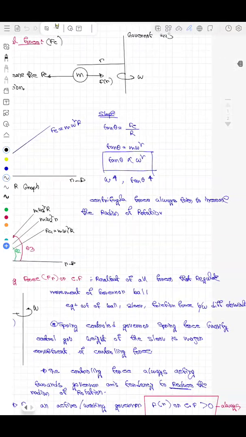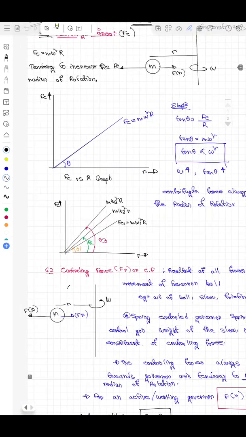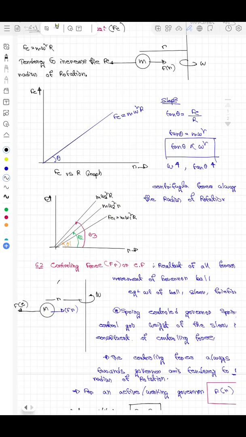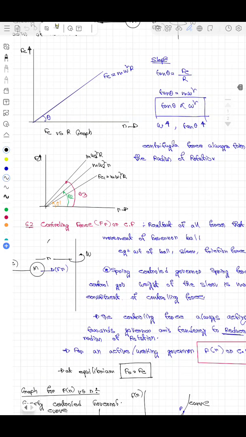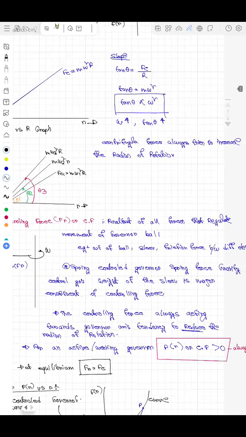Centrifugal force always tries to increase the radius. Simple thing. As the speed increases, the radius also increases. Then the controlling force, that is the F bar, will try to shrink the governor, that is the rotating one. All the forces regulate the movement of the governor ball.